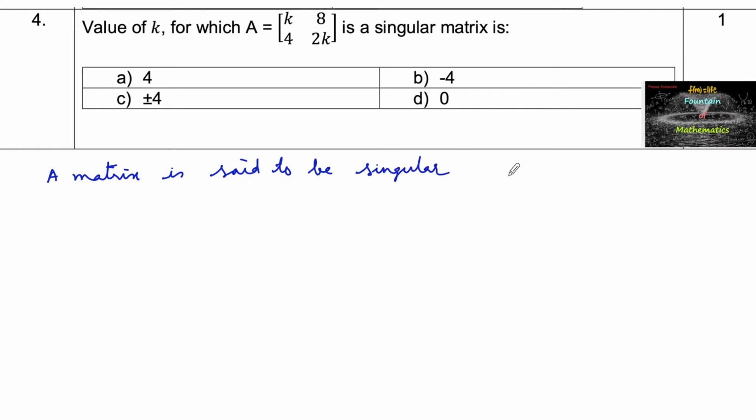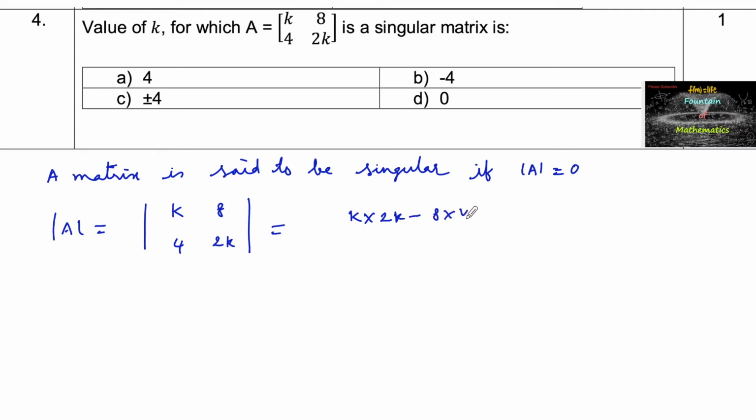A square matrix is said to be singular if its determinant is 0. So the determinant of matrix A, which is K 8 4 2K, is AD minus BC, so K into 2K minus 4 into 8, which is equal to 0. So that is 2K square minus 32 equals 0, or 2K square is equal to 32, or K square is equal to 16, or K is equal to plus or minus 4.